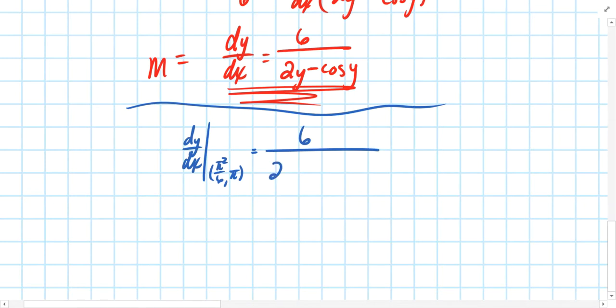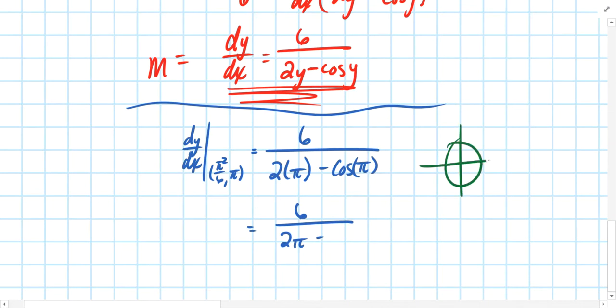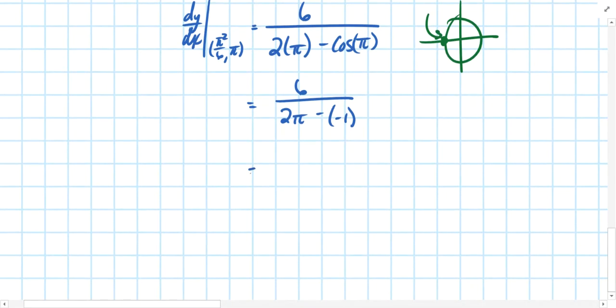So we have 6 divided by 2 times pi minus cosine of pi. And if we evaluate, we've got 6 in the numerator, 2 pi in the denominator, minus, and then off to the side I'm thinking about my unit circle at the position pi. Cosine is asking about the x-coordinate at this position, and the x-coordinate there is -1. So we see that the slope of this line is 6 divided by 2 pi plus 1.